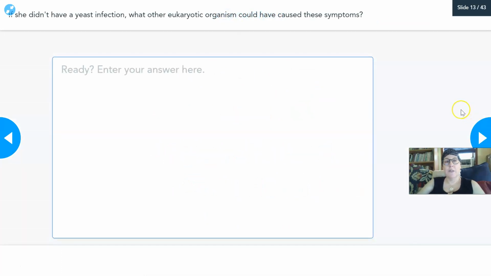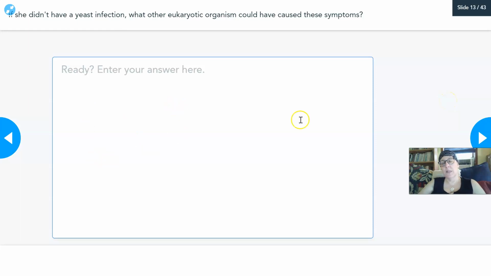Okay, if she didn't have a yeast infection, what other eukaryotic organism could have caused her symptoms? So those are her symptoms of itching and vaginal discharge and all of that. So let's say she never had strep throat, she didn't take an antibiotic and all that, but she just had those vaginal symptoms. Then what could have caused that? And so we're going to move out of the yeast fungi and go into parasites, protozoans and stuff like that.